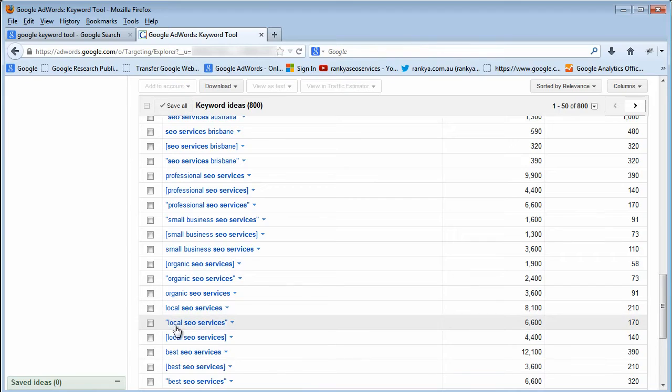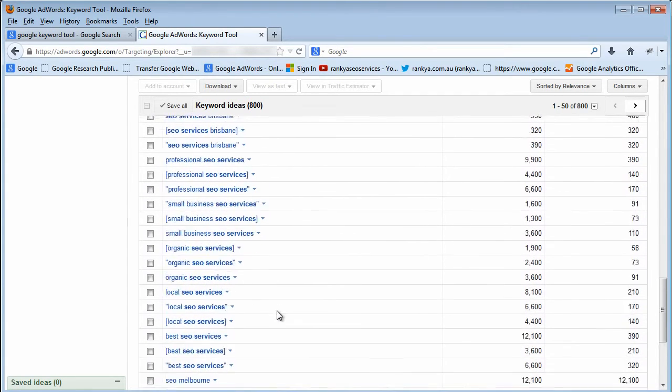So, local SEO services. Whether I target that particular keyword or not, I need to start thinking, you know what, I need to create a landing page. I must modify my web page so that I'm going to rank for this keyword or this keyword, right? I'm not going to be able to rank for every single one of them, right?